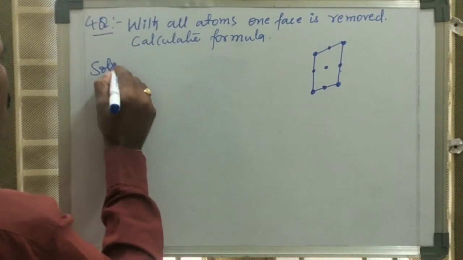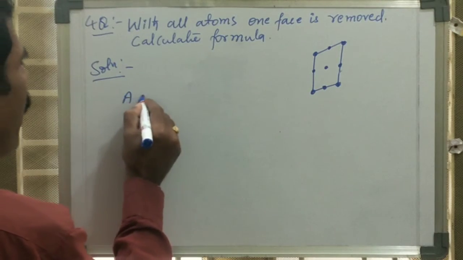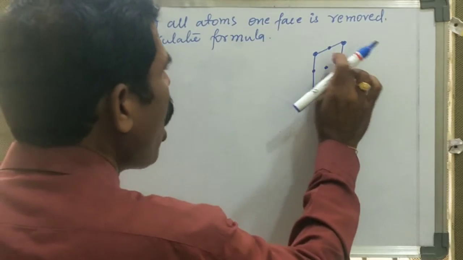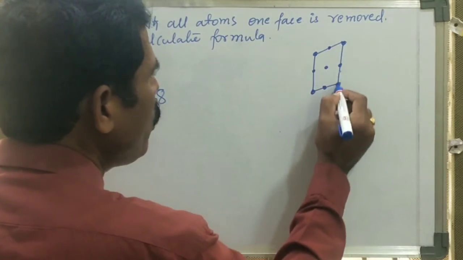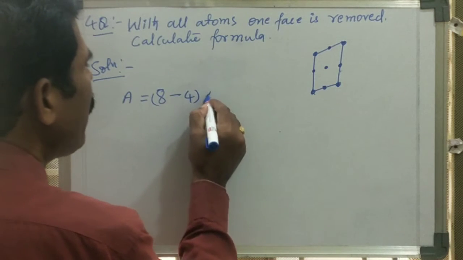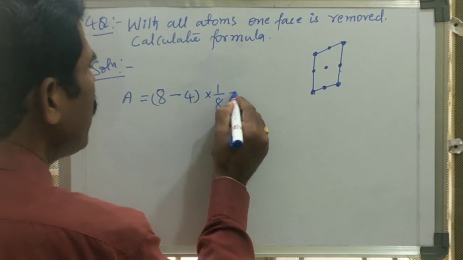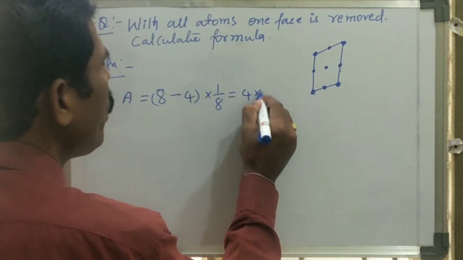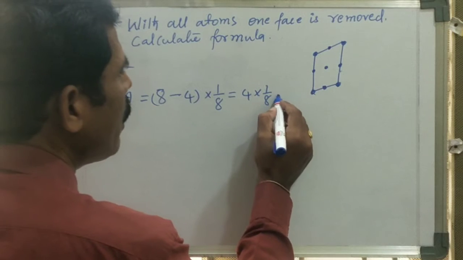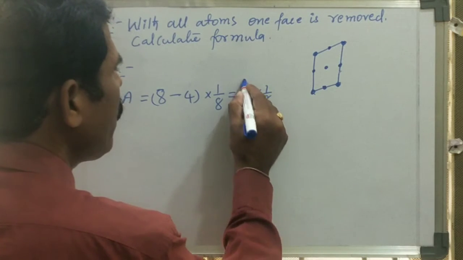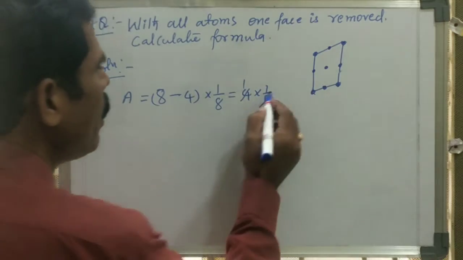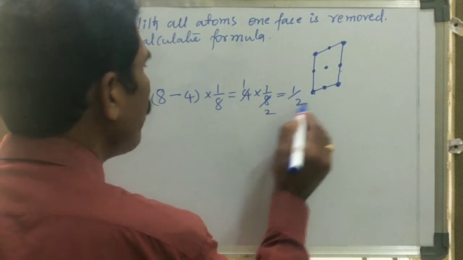This is the solution. A is equal to, totally how many corner atoms? 8. How many corner atoms are removed? 1, 2, 3, 4. So 8 minus 4. Then its contribution is 1 by 8, that is 4 into 1 by 8. So how much will you get? You will get 1 by 2.